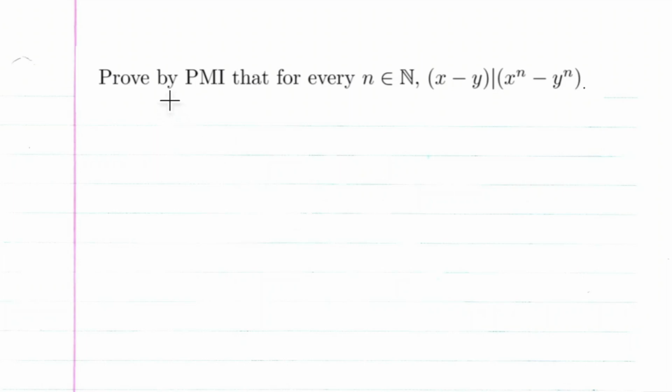Okay, so today we're going to prove by the principle of mathematical induction that for every n contained in the natural numbers, x minus y divides x to the n minus y to the n. So let's go ahead and start the proof. So for PMI, we have to first establish a base step, okay?